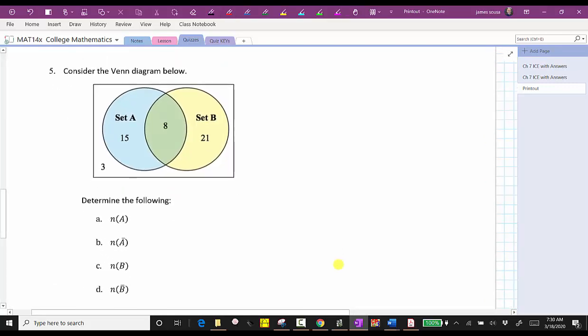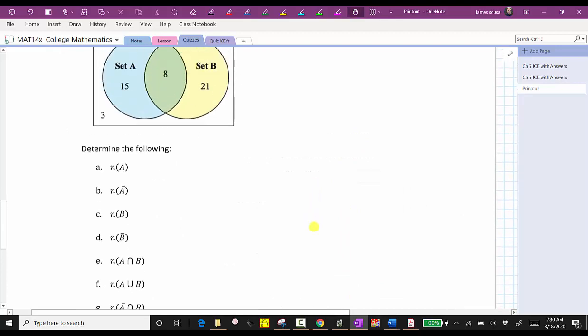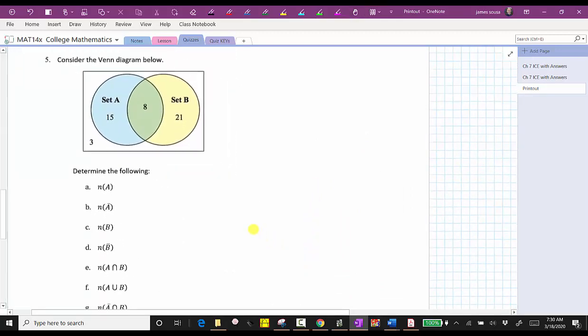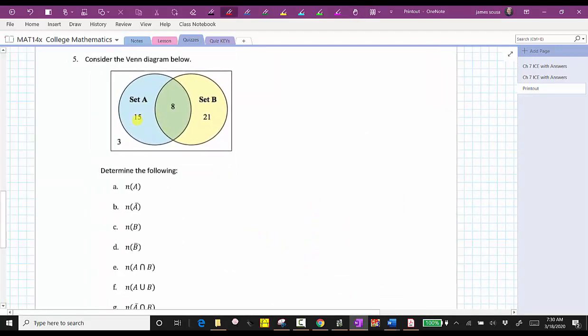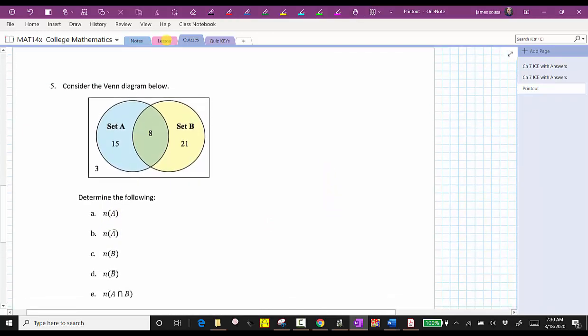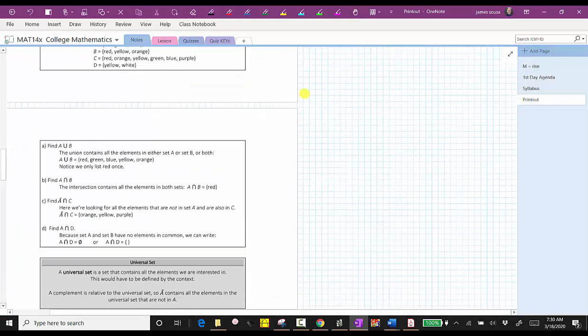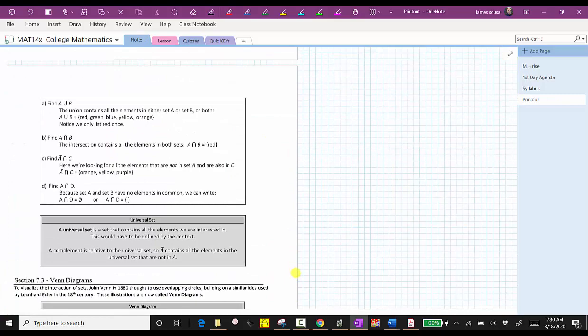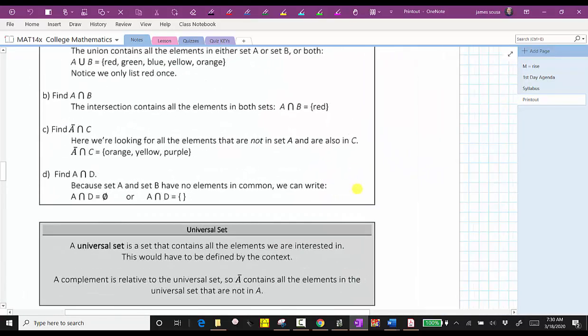So moving on, we have number 5 and then number 6. So for number 5, we're given this Venn diagram where the numbers here represent how many elements are in that particular set. And notice how we have some new notation where we have n of A complement, and so on. Let's go back to our notes and review this notation. This refers to cardinality. And again, there are a lot of notes here that give several more examples, so you may want to print this out and put this into your notebook.